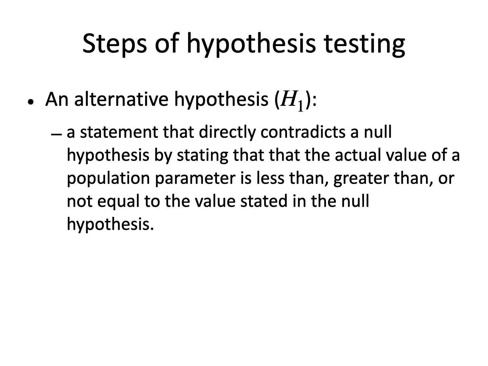Another hypothesis is the alternative hypothesis, and it is written as H subscript 1, and it can also be written as H subscript A. It is a hypothesis which is complementary to the null hypothesis, or a statement that directly contradicts the null hypothesis by stating that the actual value of the population parameter is less than, greater than, or not equal to the value stated in the null hypothesis.